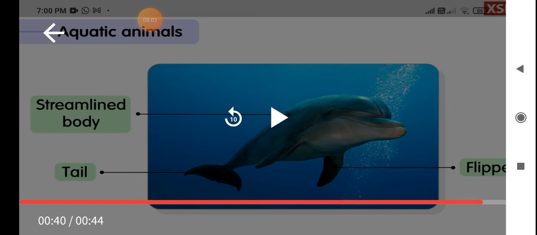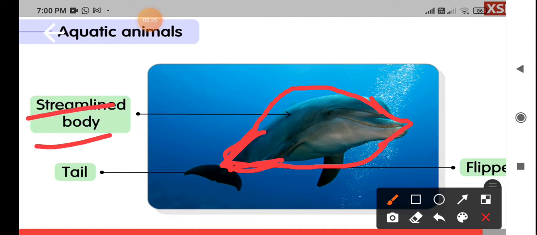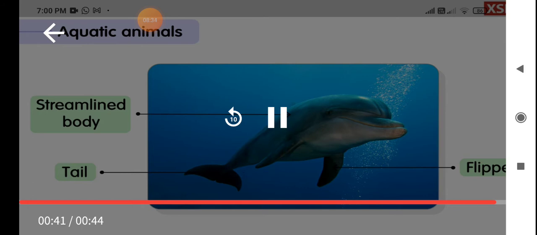A streamlined body helps in easy movement. This is called a streamlined body. Streamlined body means narrow at the edge. The shape of the dolphin, the shape of the fish, if you see at the edges, it is very narrow, and in the middle part, it is wider. So this type of structure is known as a streamlined body. They are having a streamlined body which is helping them to move in the water.